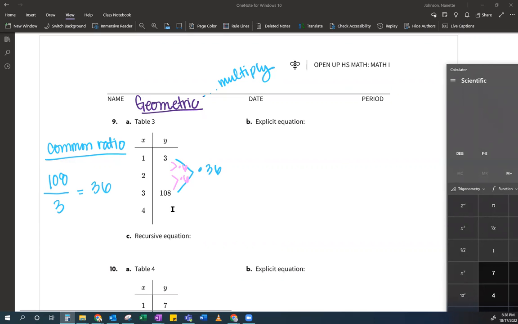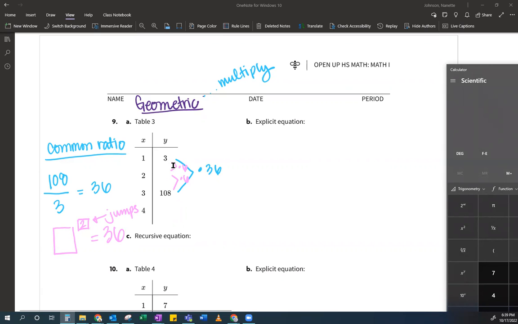So the equation that's in my head is what to the what gives me 36. Because I had 2 jumps, that means I was looking for something squared equals 36. And of course it's 6.